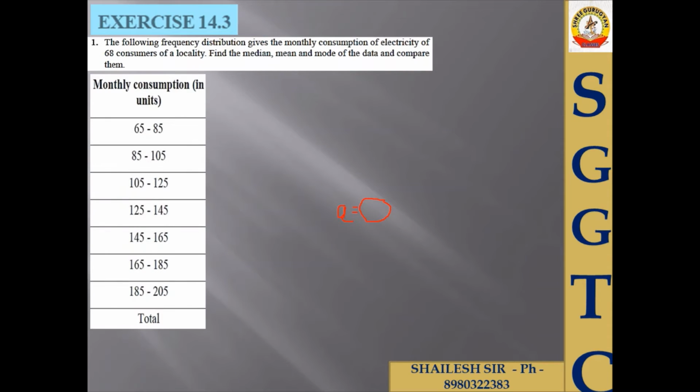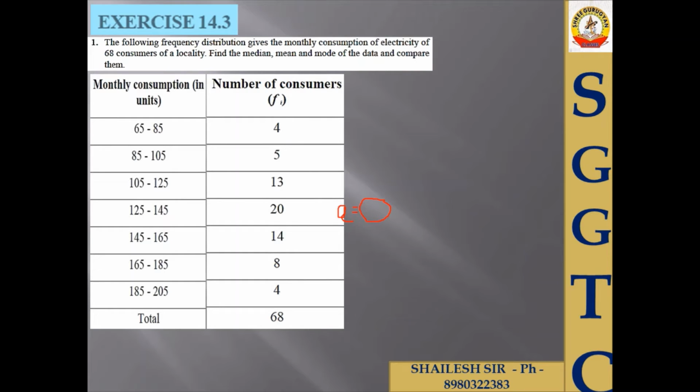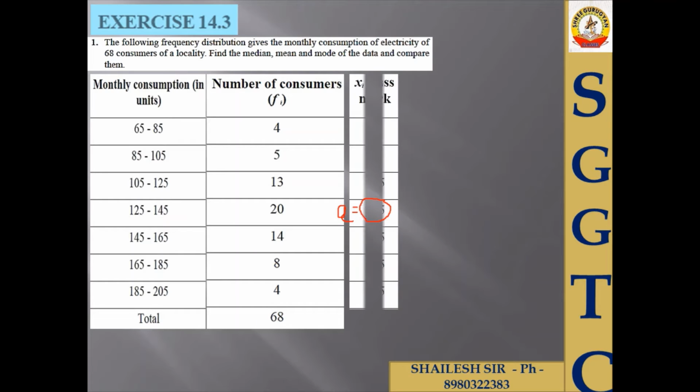14.3, first one. Monthly consumption is given in units, and the number of consumers is given. First of all, go to your question and check whether your data is continuous frequency. Yes, continuous: 65 to 85, next 85 to 105, next 105 to 125, and so on. Here they are asking for median, mean and mode. Sorry, by mistake I said mean first, then mode, then median. There are 3 questions asked in this sum.